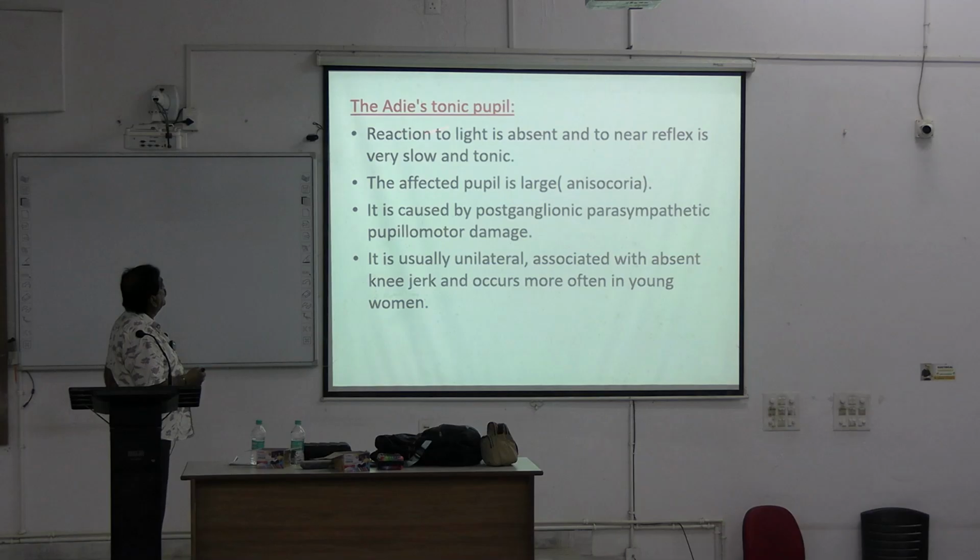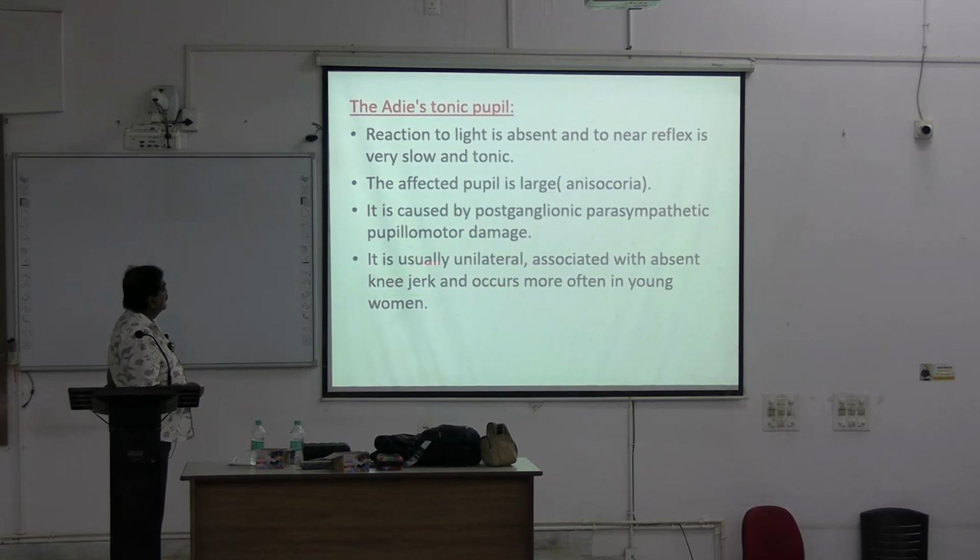Adie's tonic pupil. Reaction to light is absent and near reflex is very slow and tonic. The affected pupil is large, causing anisocoria. It is caused by postganglionic parasympathetic pupillomotor damage. It is usually unilateral, associated with absent knee jerk, and occurs more often in young women.